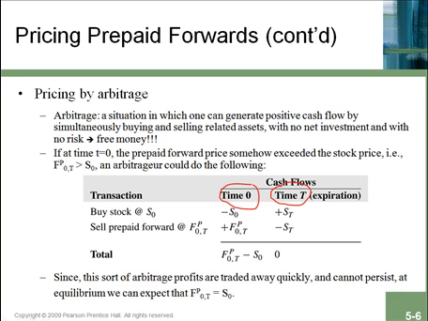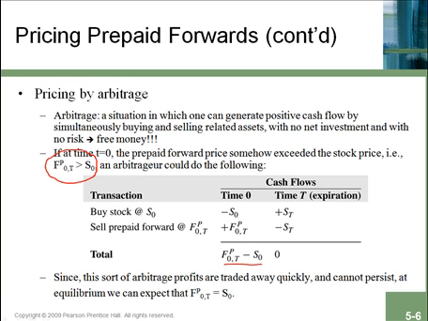At time 0 today, we obviously have the prepaid forward price which we get minus the stock price which we pay. So that's the net cash flow. And of course, that's a positive number. Remember, we're assuming in this example here that the prepaid forward price is higher than the stock price. So that's going to be a positive cash flow today.